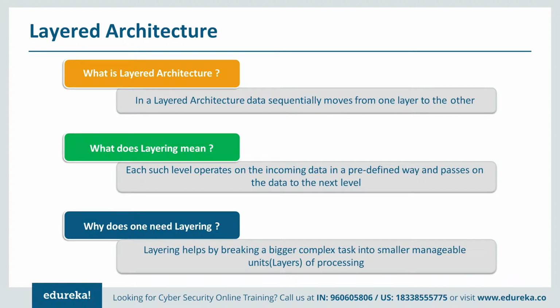What does layering mean? Each layer operates on the incoming data in a predefined way and passes the data to the next level. So each layer is working on how to receive the data, how to process it, and how to send it out. Each layer receives data, processes it, and sends it across to the next layer. Why does one need layering? Layering helps break a single complex task into multiple smaller units, and each layer can process the multiple units and get the tedious single networking task done.